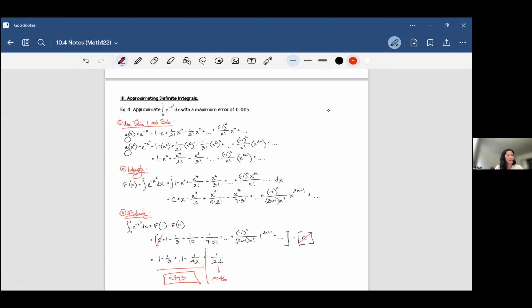Come on back for the last video. In the last video, we'll take a look at example number 5, which is going to be pretty similar to this one. We're going to use our 3 steps: use our table and substitution, integrate, and then evaluate to figure out how many terms we need to approximate this within a maximum allowable error.